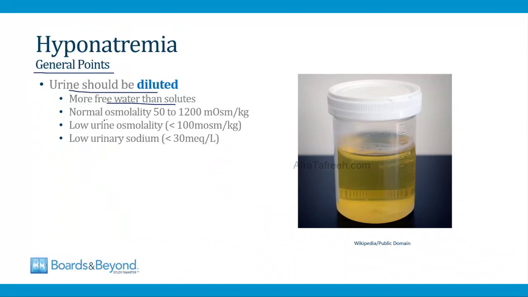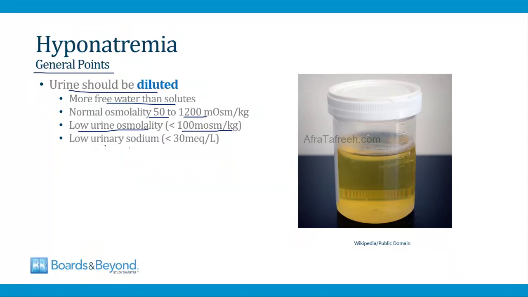The normal osmolality of urine ranges from as low as 50 to as high as 1200, depending on whether the kidneys are trying to excrete or retain free water. In the setting of hyponatremia, the urine osmolality should be very low. It should be under 100 because the kidneys are trying to get rid of all that water that is present in the plasma. If the urine osmolality is not low, that implies a problem, and we'll talk about that in a minute.